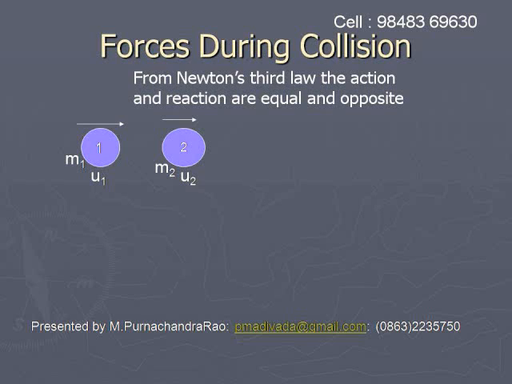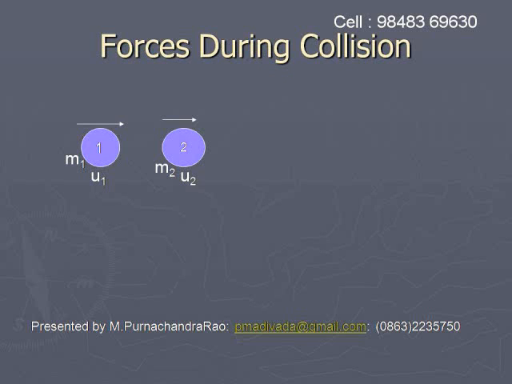From Newton's third law, we will get action and reaction are equal and opposite. To understand these forces, let us consider collision of two bodies. Before collision, let us suppose a body of mass m1 is moving with the velocity u1, body number 1, and another body number 2 is having mass m2 and moving with the velocity u2 in the same direction. See, the vector over m1 is larger than the vector over m2. That means the velocity u1 is greater than u2. Then the first body collides with the second body.